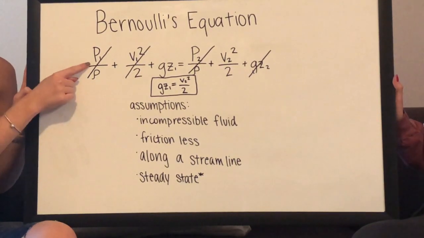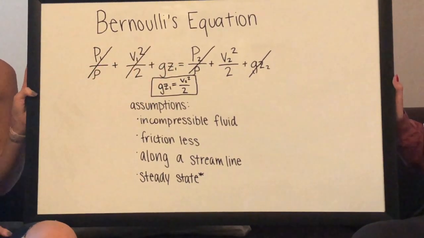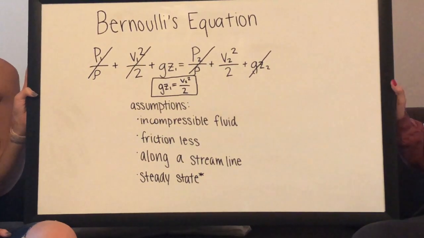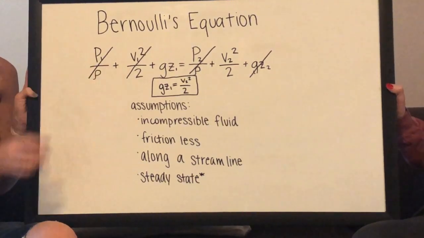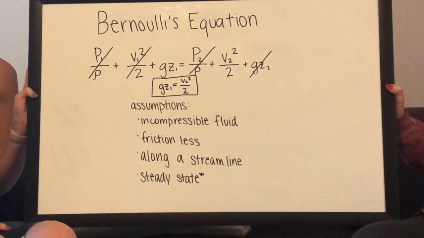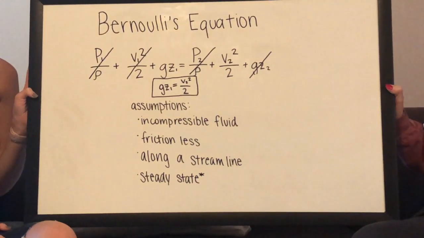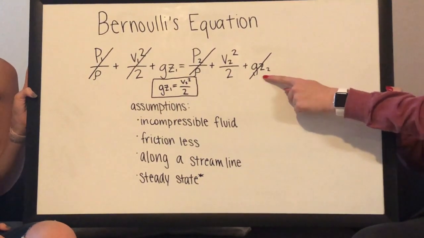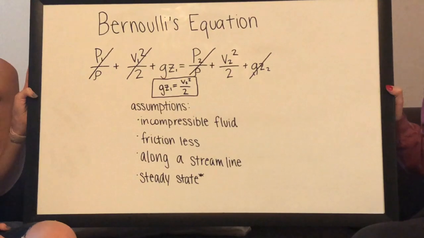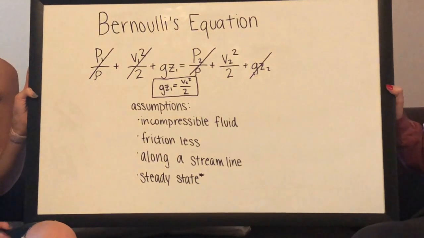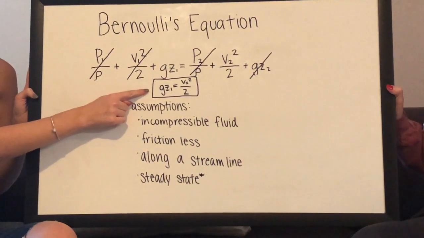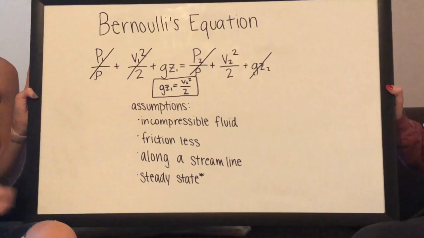First of all, both pressures are zero because the fluid at the beginning of the system, which is the top of the funnel, and at the bottom of the system, the nozzle, are both at atmospheric pressure. V1 we are assuming to be zero because at the top of the funnel is a large reservoir of fluid, so the surface is not moving. Z2 is zero because our datum is at the level of the bottom of the tube. So this equation simplifies to G Z1 is equal to V2 squared over 2.